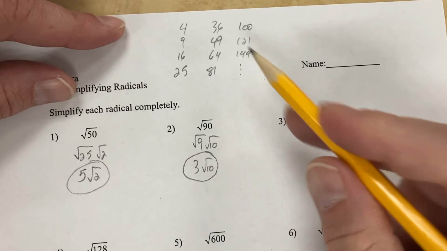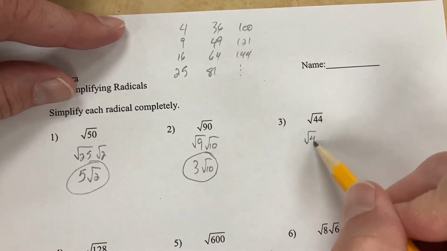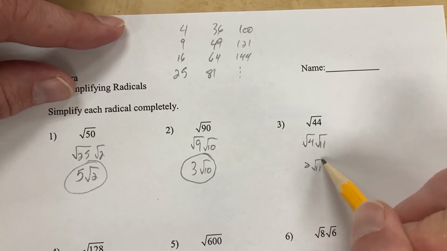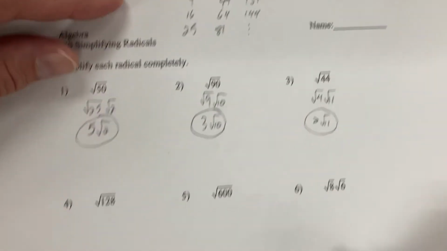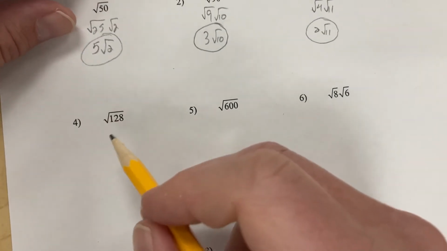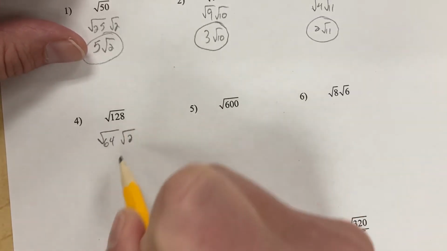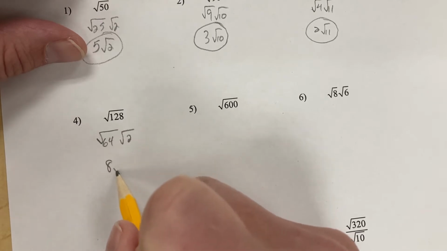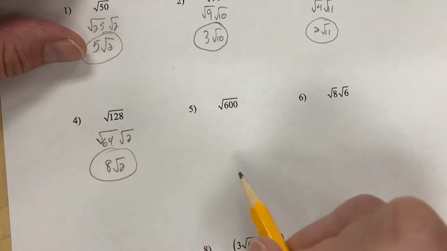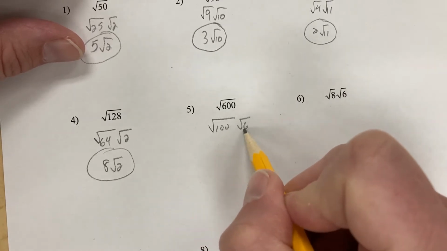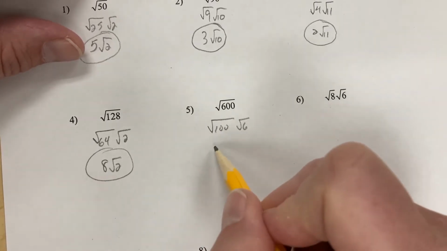44, the largest of those numbers that divide evenly is 4. Goes in 11 times. Square root of 4 is 2. So you start to get a rhythm, start to get an idea here. 128, there's a lot that go into that, but the largest one is 64. Goes in 2 times. The square root of 64 is 8. 600, the largest one that divides into that is 100. Goes in 6 times. And the square root of 100 is 10.